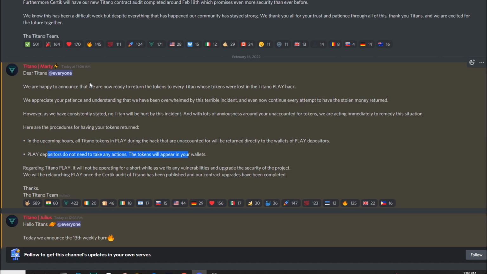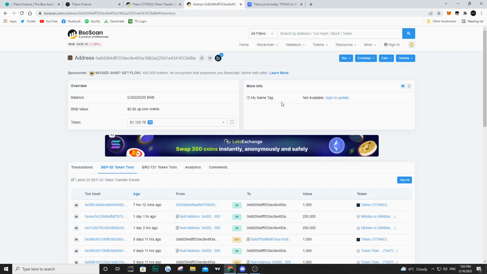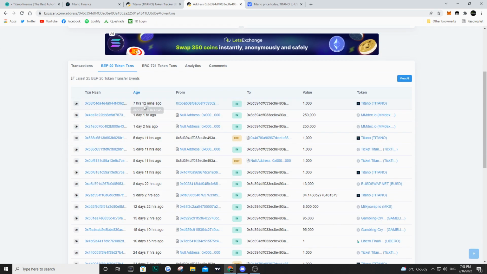So I went ahead and checked in my wallet to see if those tokens were back, and indeed they are back. If we go on to my wallet address and go on to the BEP20 transactions, because as we know, Titano is on the BSC chain, that is BEP20. If you guys didn't know, well, now you know. And we can see that 7 hours ago, here it is. I had 1,000 in the Play project. You guys probably know that if you've been following along. I've been saying it many, many times.